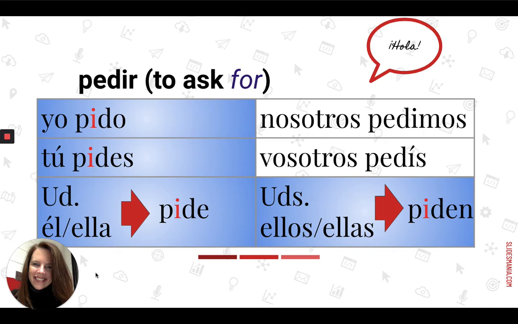Since this is an E to I stem changing verb, notice that the E right here is now changing to an I in all these subject pronouns that are highlighted in blue. It takes the form of maybe a boot if we use our imagination a little bit. As previously mentioned, nosotros and vosotros never have a stem change. The E is still here that we see in the infinitive here.